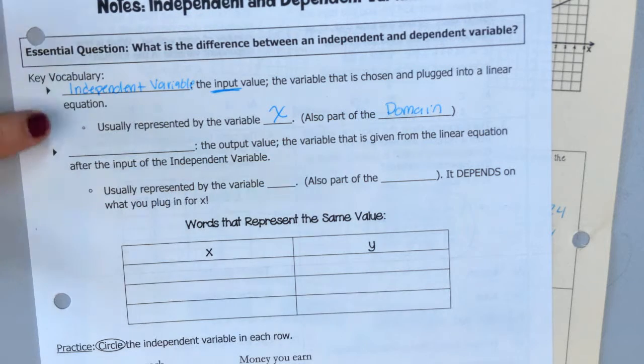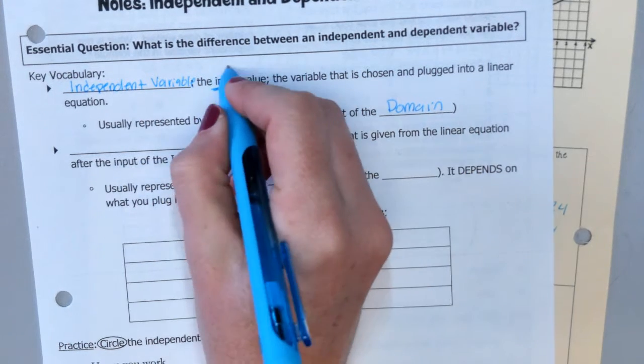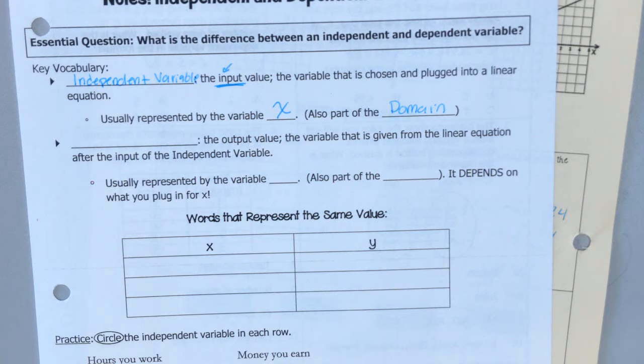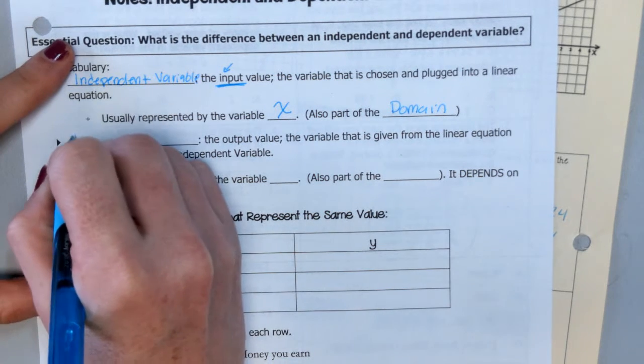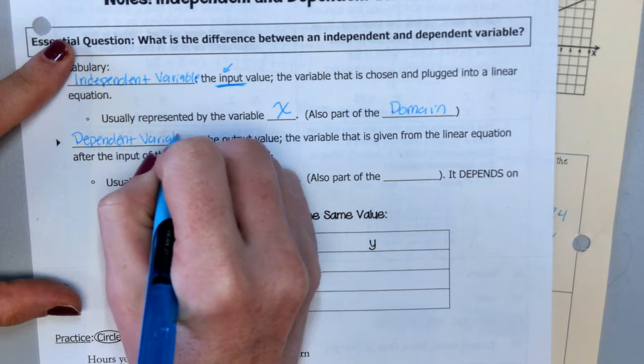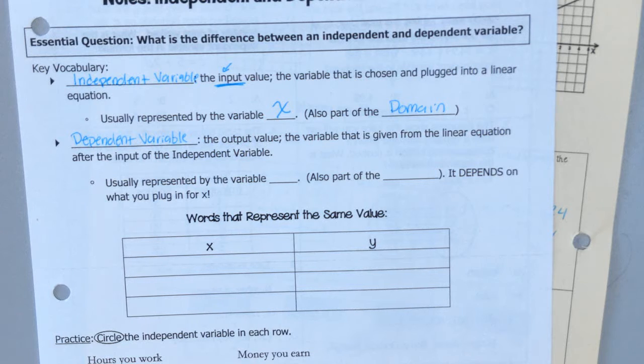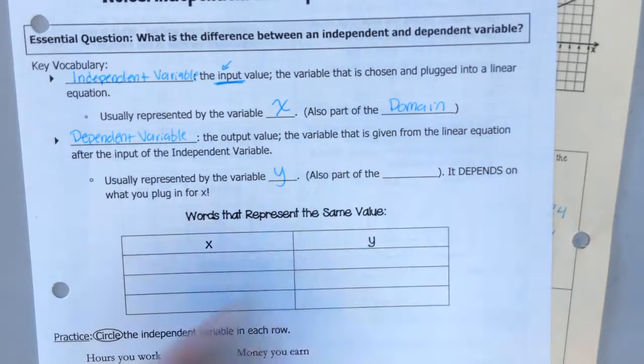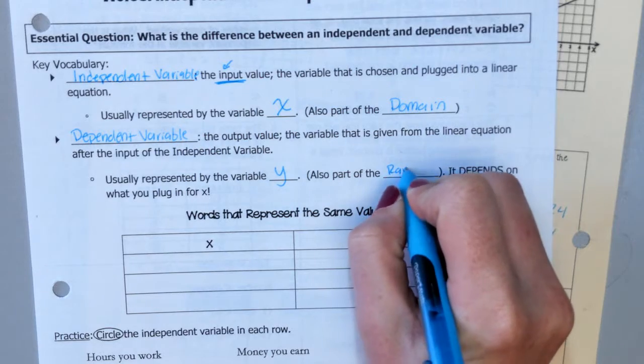So I said earlier the independent variable is the "I choose" variable, what I choose to plug into the equation. You plug in for x usually. The dependent variable is the output. When you plug in for x, you get out y. It's a variable that is given from the linear equation after the input of the independent variable. We usually represent it by y in the y equals mx plus b form. It's part of the range.